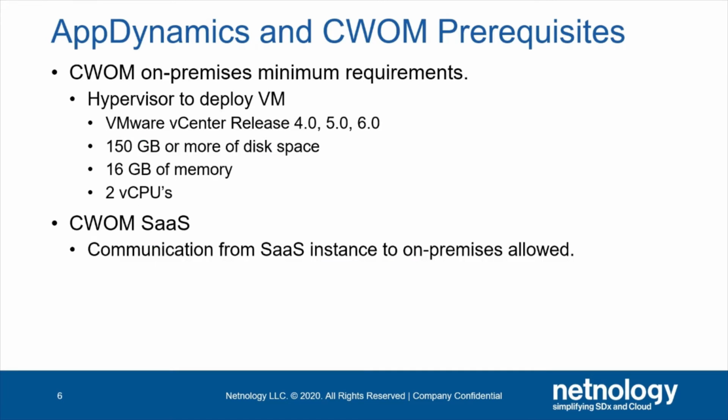For CWOM on-prem, you need a hypervisor to deploy the VM with at least 150 gigabytes or more of disk space, 16 gigabytes of memory, and at least 2 virtual CPUs. For CWOM SaaS instance, communication needs to be allowed from public cloud to on-prem and back to connect with targets on-prem.